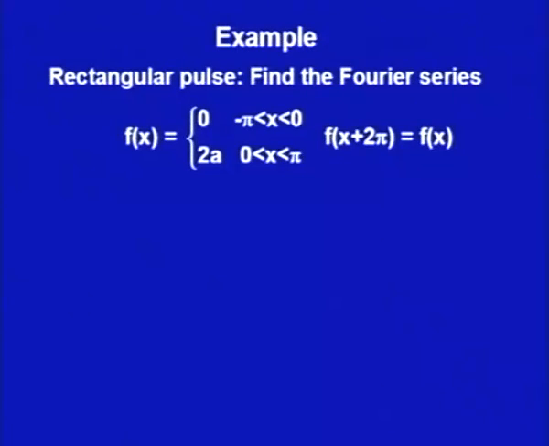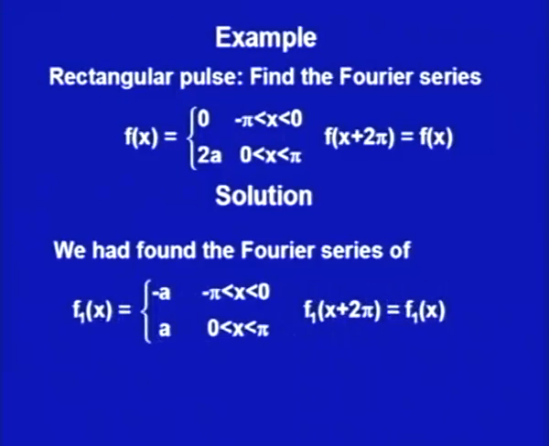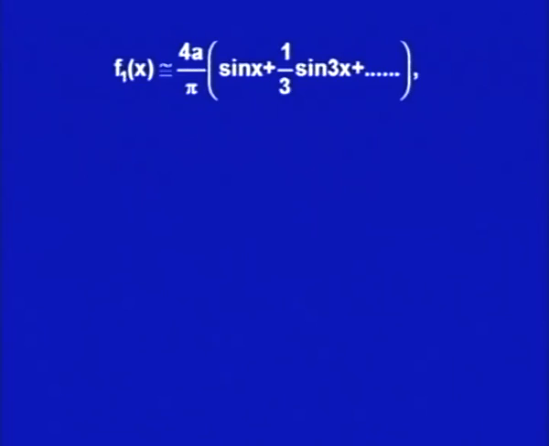Of course, we can find the Fourier series. We do know the method of finding the Fourier coefficients and evaluating them, but we will just use the properties we have learned. Let us see. In the last lecture we did one example where we found the Fourier series for the function minus a from minus pi to 0 and a from 0 to pi, periodic with period 2 pi. If you remember, we got the Fourier series for this function as 4a upon pi times (sin x plus 1 by 3 sin 3x plus 1 by 5 sin 5x and so on).